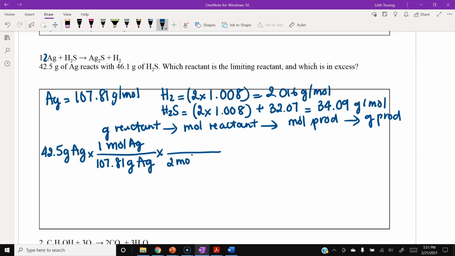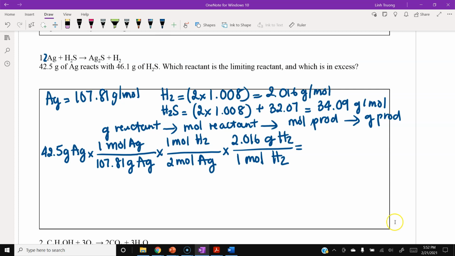Now I know I have 2 mole of silver to 1 mole of H2. Now we want to convert that back to gram of H2 by using the molar mass. And the molar mass for H2 is 2.016 gram. And then when you punch that into the calculator, you should get 0.3971 gram of hydrogen. So if I were to use up the entire 42.5 gram of silver, I would get 0.3971 gram of hydrogen.